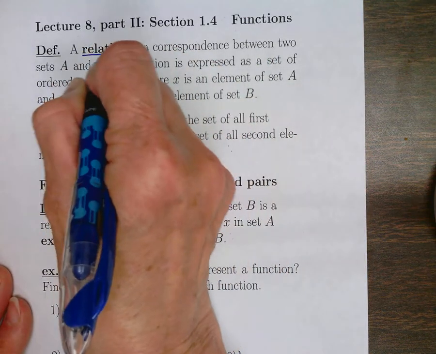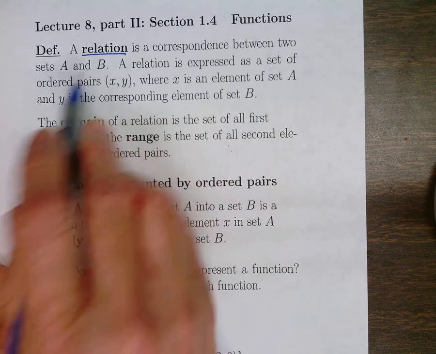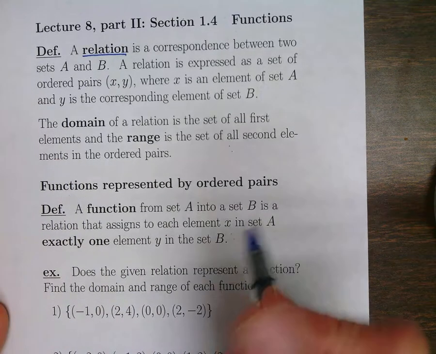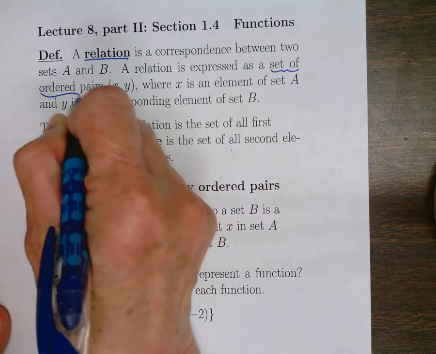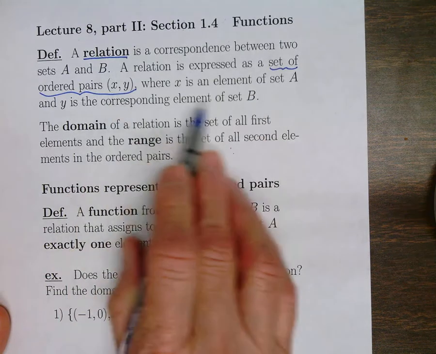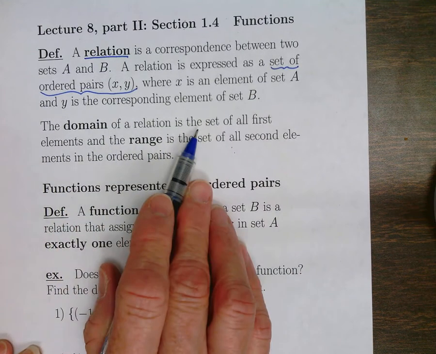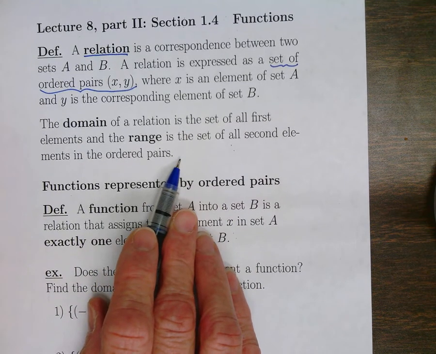A relation is just a correspondence between two sets. It's some way of relating the elements in one set to the elements in a second, and it's expressed as a set of ordered pairs where x comes from the first set and y comes from the second set. The domain is the set of all first elements. The range is the set of the second elements.